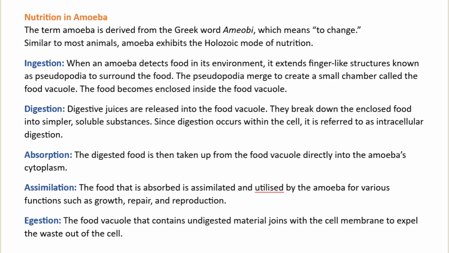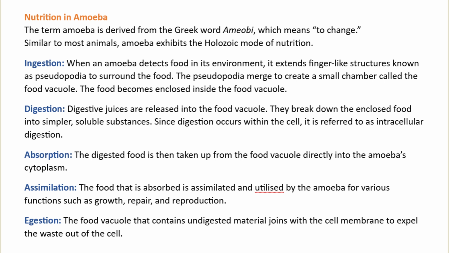Ingestion. When an amoeba detects food in its environment, it extends finger-like structures known as pseudopodia to surround the food. The pseudopodia merge to create a small chamber called the food vacuole. The food becomes enclosed inside the food vacuole. Digestion. Digestive juices are released into the food vacuole. They break down the enclosed food into simpler, soluble substances. Since digestion occurs within the cell, it is referred to as intracellular digestion.